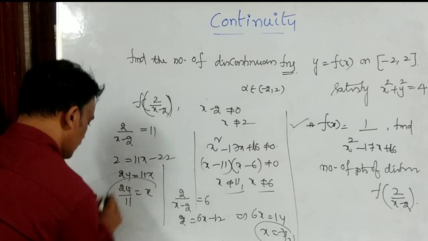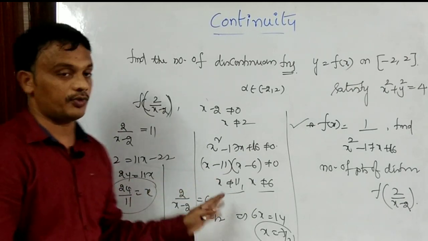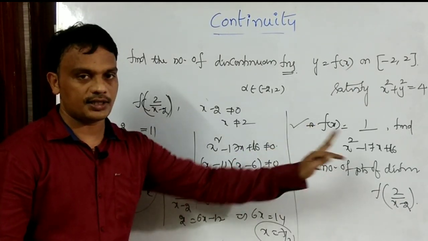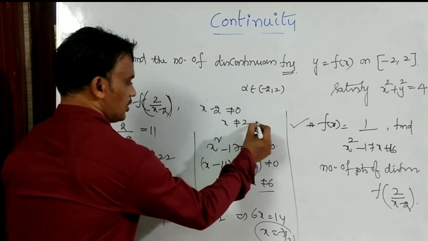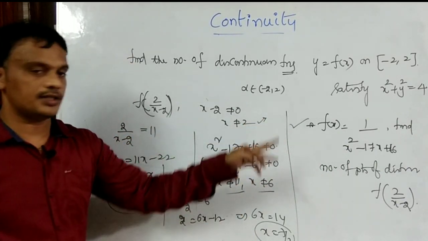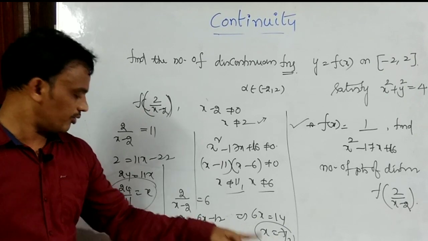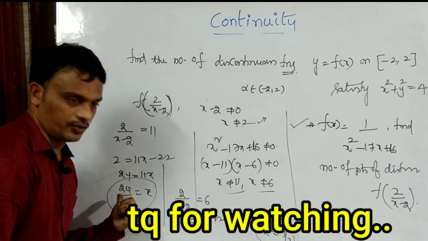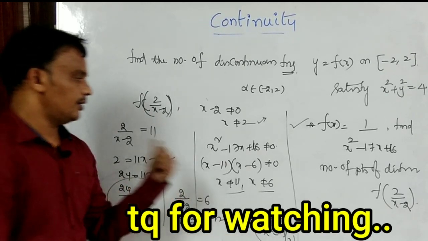Let us see what these values are. At these points, the function is discontinuous. At x equals 2, it is discontinuous, at x equals 7 by 3, and at x equals 24 by 11. Come on, make a note, students.